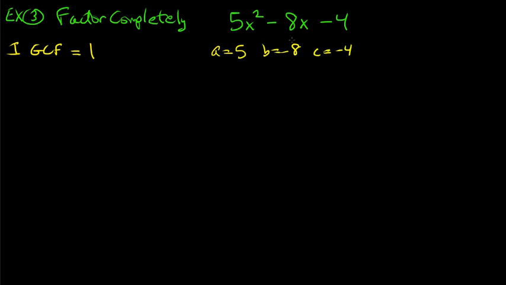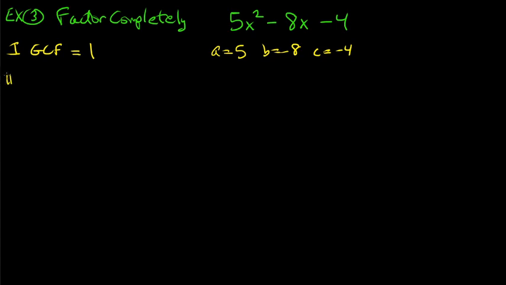So there's no 5s that are factors of 8 or 4, right? Remember, 4 is just 2 times 2. 8 is 2 times 2 times 2. But there's no 2s in 5, right? 2 is not a factor of 5. And there's no x at the end, so x is not a common factor either. So the GCF is 1.